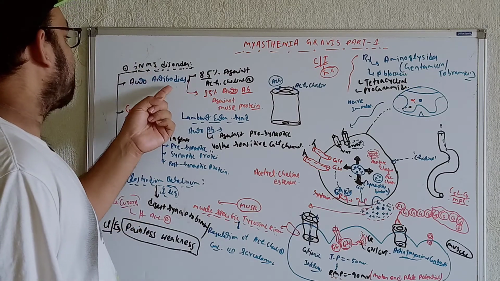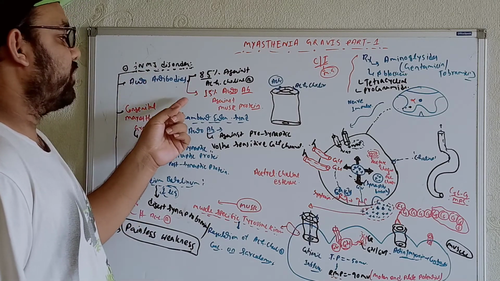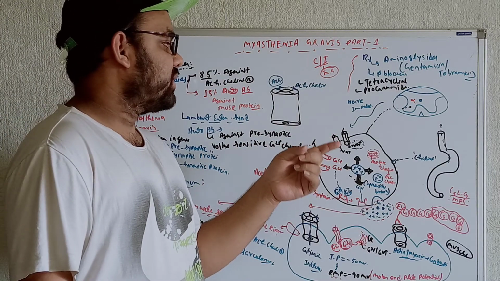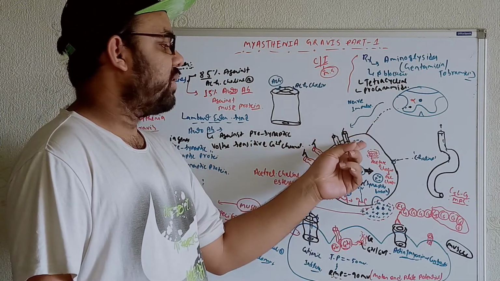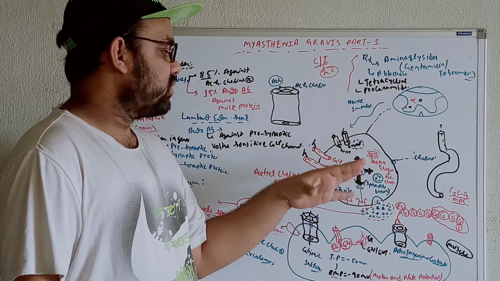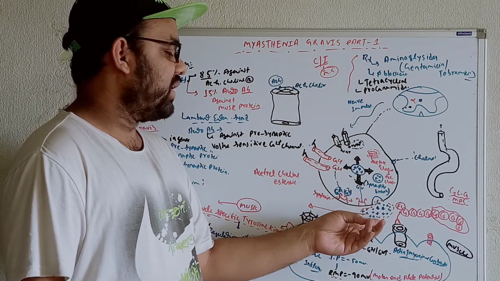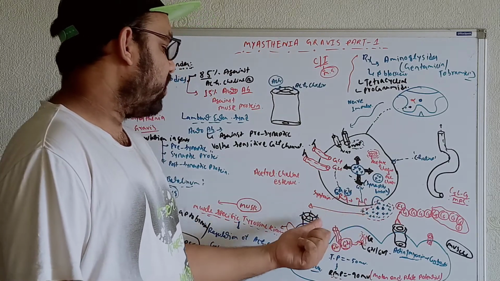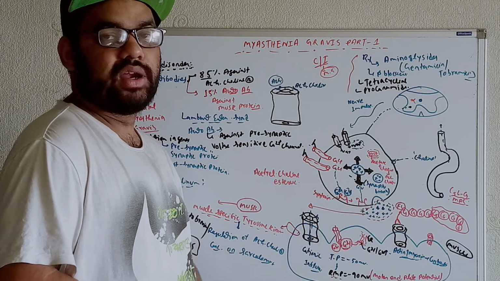As I said, it's a neuromuscular junction disorder. At first I mentioned what happens under normal physiological circumstances: whenever the nerve impulse reaches here, how the acetylcholine will be released, how it will bind with the receptors, and what functions will occur.